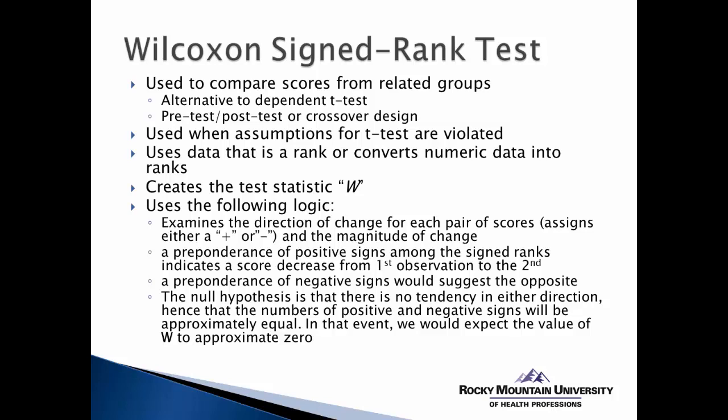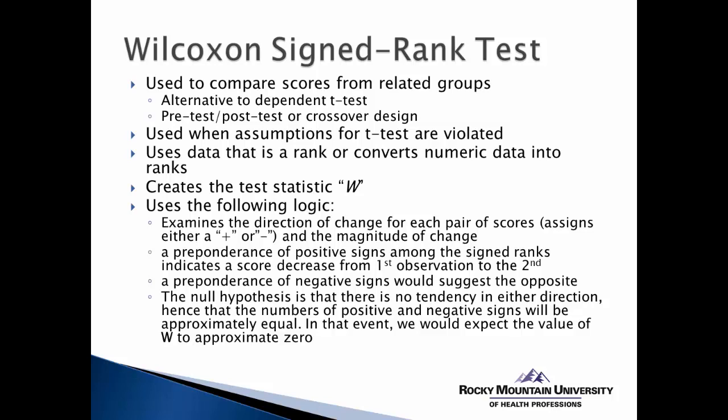So if we have a lot of positive signs among our pairs of scores, then that indicates a decrease from one observation to the second. What the formula thinks of is if we have a rank of 1, that's the best score, and a rank of 3 would be a lesser score. We think of finish place in a race. If you finish first, you have a rank of 1, that's better than a rank of 3. So that's why when we have that decrease, that's where we get a positive sign. A preponderance of negative signs would suggest just the opposite, that the ranks are going up.